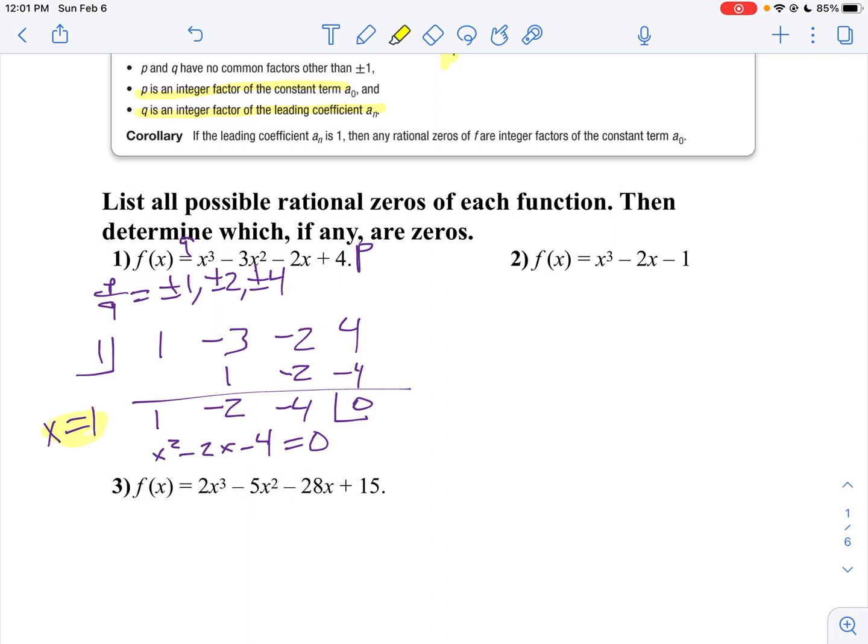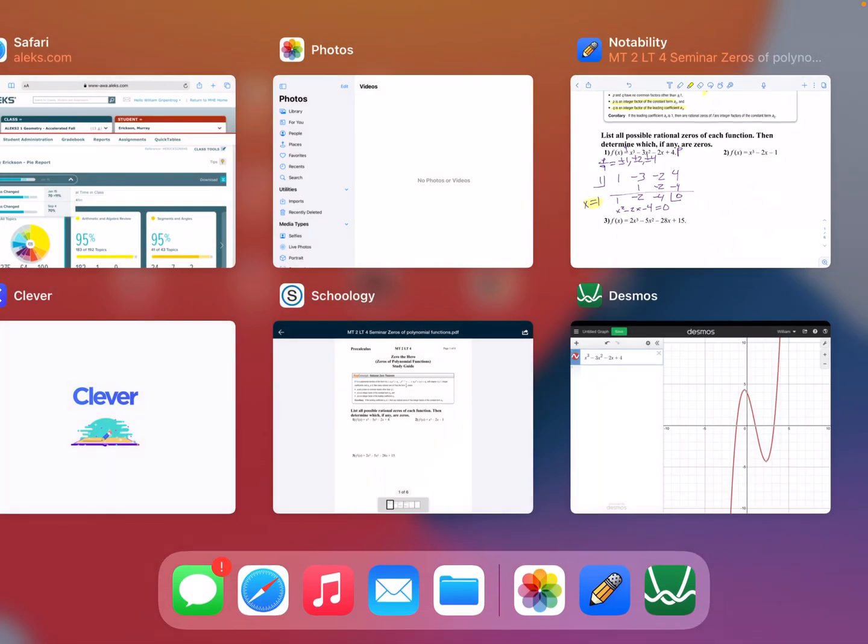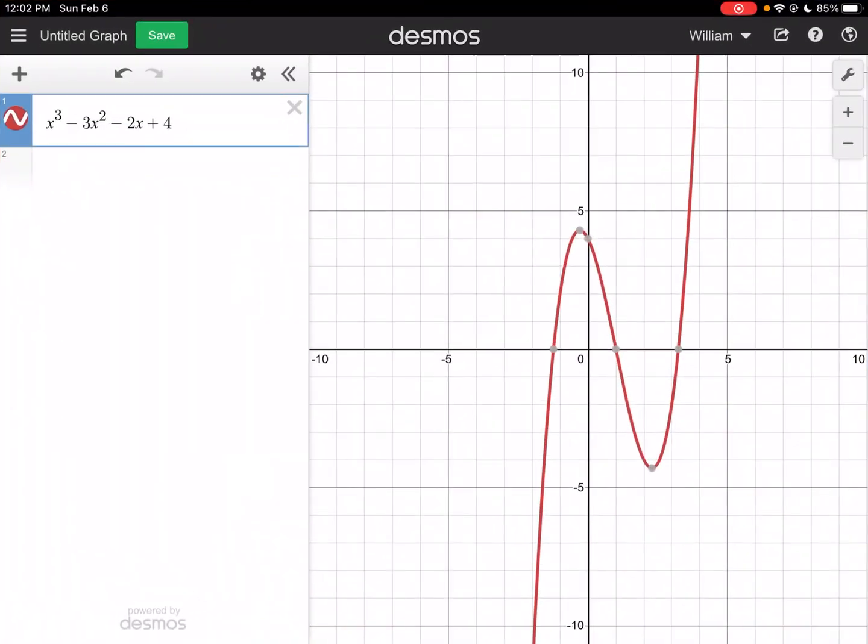Now I can check that by looking at the graph. This is how to do it without the graph. Let's take a look at the graph. Now if I graph this, I notice, where are my zeros at? Well, I get x equals 1. That's one of my zeros. My other ones are irrational. So this tells you what you have to check. I would have had to check 1 no matter what. And then I'll check the others.